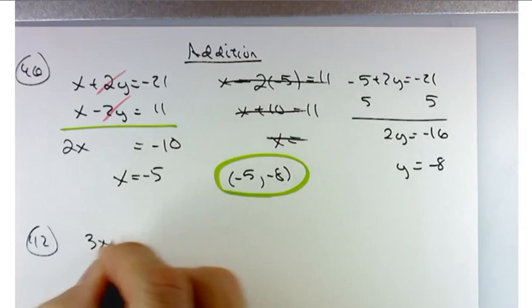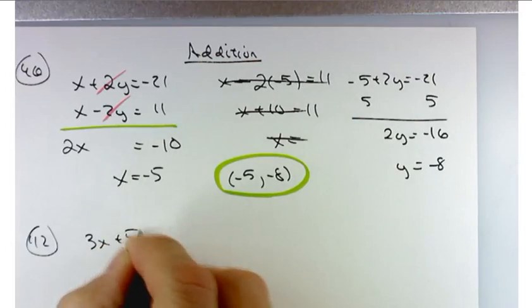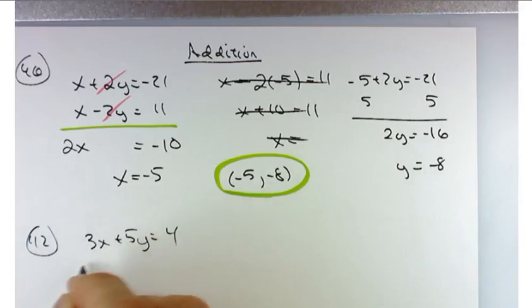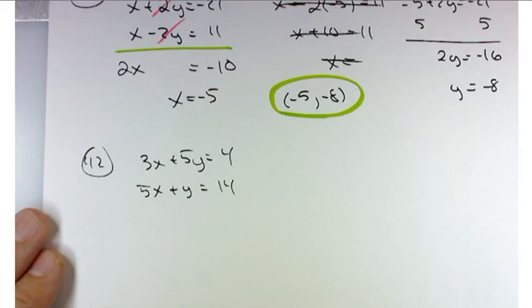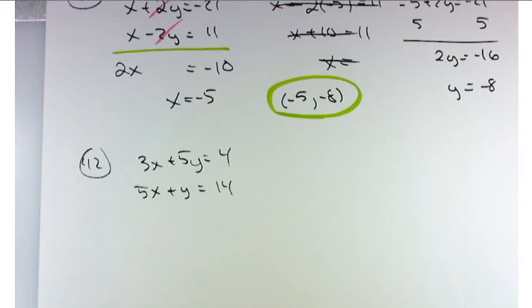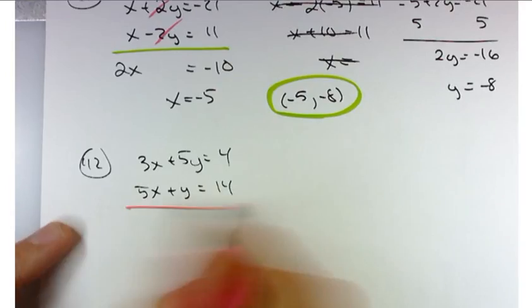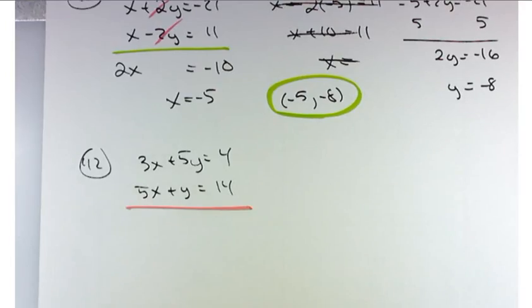3x plus 5y equals 4, and 5x plus y equals 14. If I add these two equations together, am I going to get anything to cancel out? So what you can do is multiply one equation or the other or both by a number so that you can try and make these things cancel out.